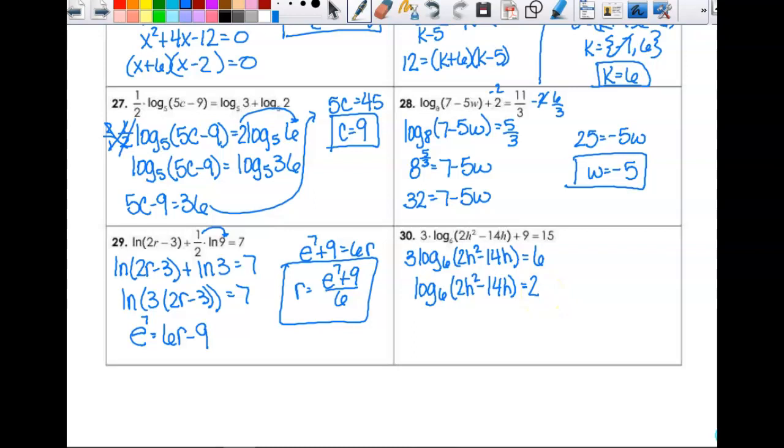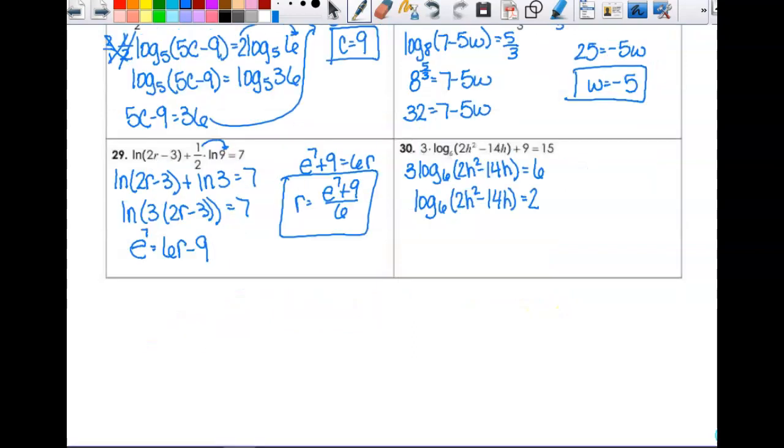So now that I have that, I can rewrite it in exponential form. 6 to the 2nd power equals 2h squared minus 14h. So that's a quadratic. That's going to give me 36. So I'll set it equal to 0. 0 equals 2h squared minus 14h minus 36.